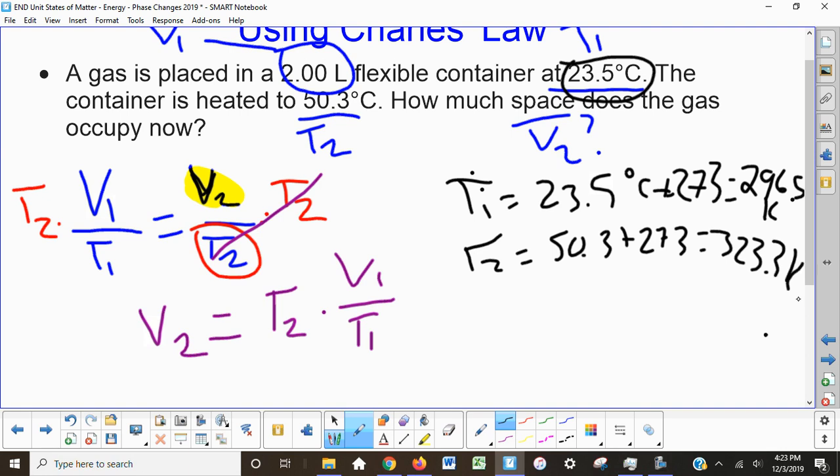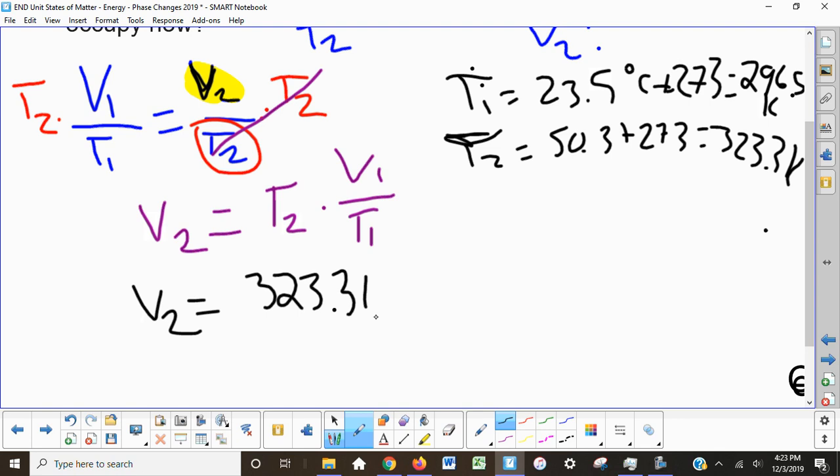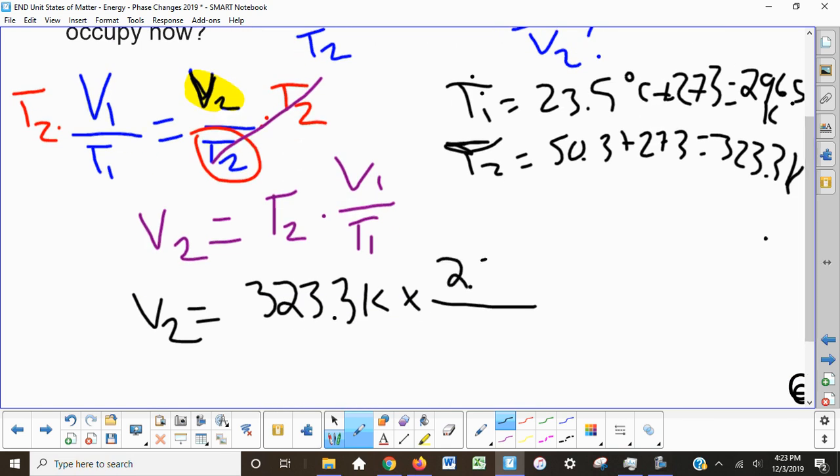All right, so now I can do a number setup. One of the most common errors I see is students plug in the wrong number, so always label them in your problem and then put them in accordingly. So volume 2 is equal to temperature 2, which is 323.3 Kelvin, times volume 1, which is the only volume in our problem, 2.00 liters, over temperature 1, which is 296.5 Kelvin. And hopefully you can see Kelvin cancels. The only unit that doesn't is liters.